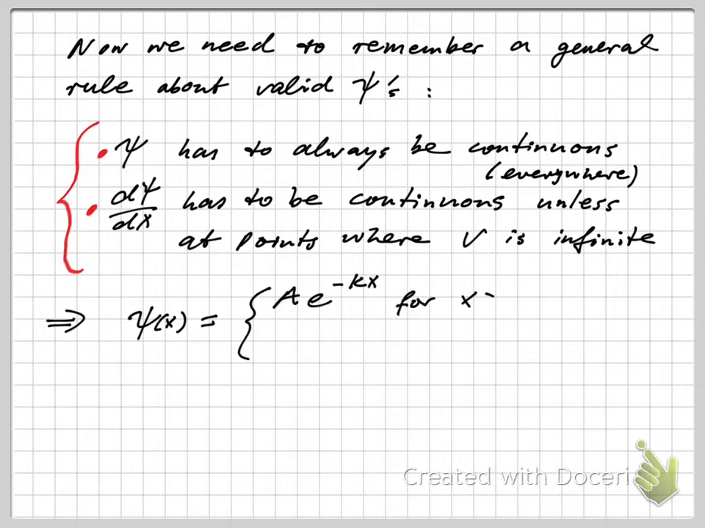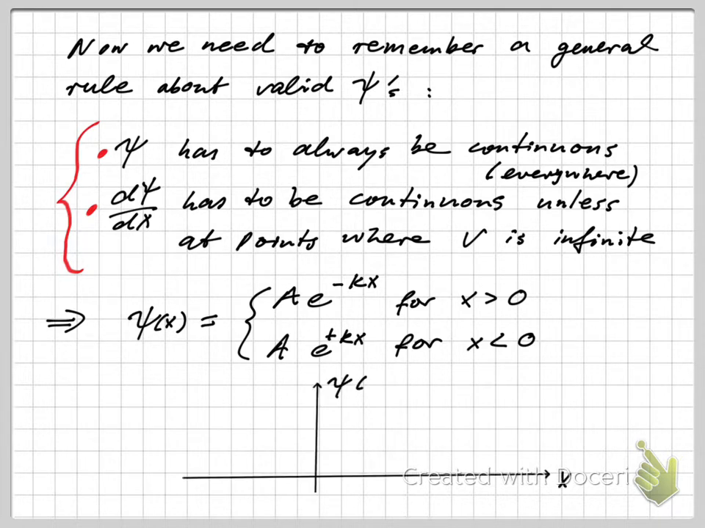We basically, from before, said that positive x is governed by e to the minus kappa x. Negative x is governed by e to the plus kappa x. But the prefactors have to be the same so that psi is actually continuous at the origin. It cannot be different constants out front. So right off the bat, we get that the wave function will have to look something like that.